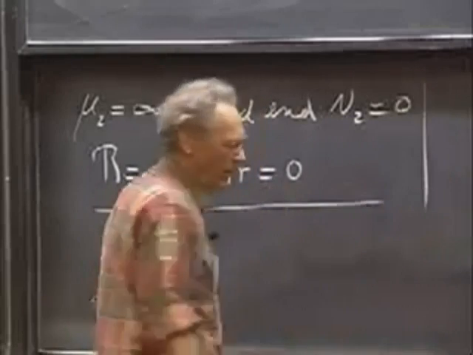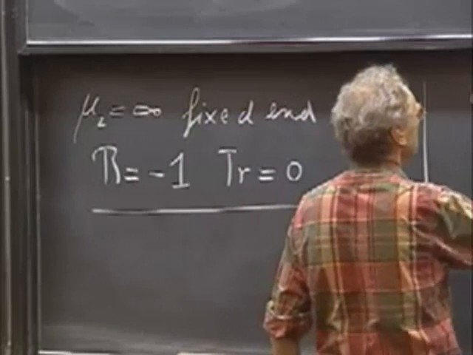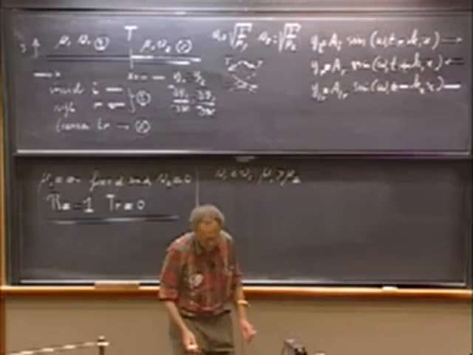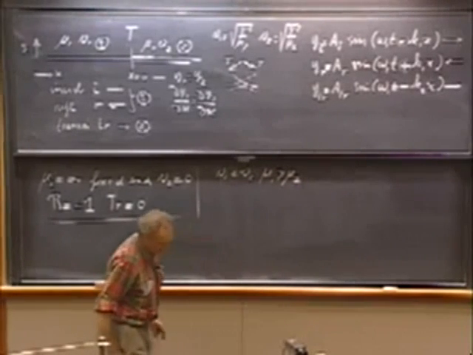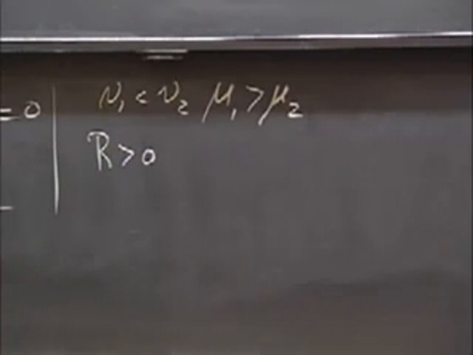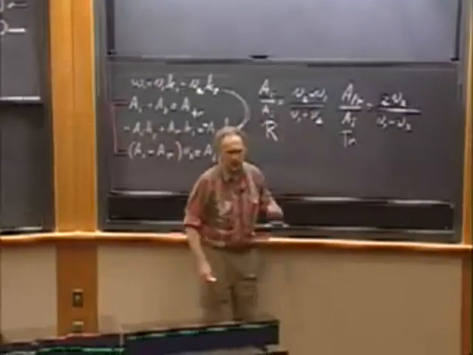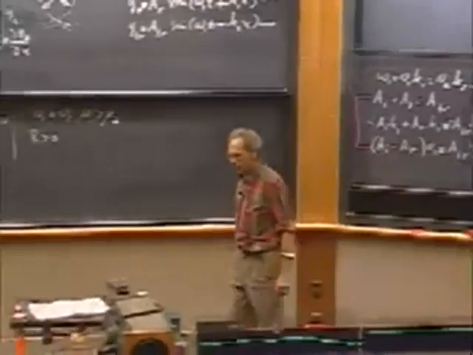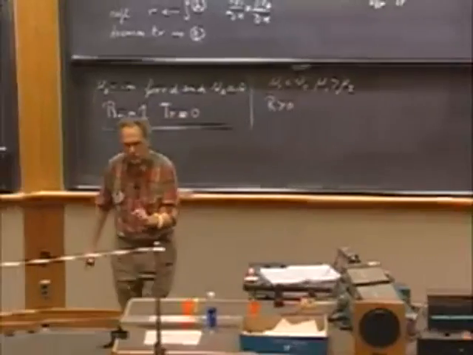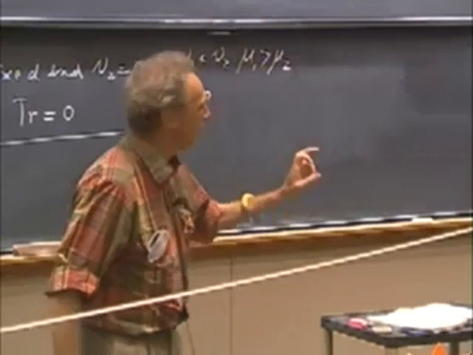Take now an example that V1 is smaller than V2. In other words, mu1 is larger than mu2. When we have a case like that, notice that R is always larger than 0. If V1 is smaller than V2, this is a speed now, this is always larger than 0. What that means is that a mountain comes back as a mountain. Now the amplitude of the mountain will be changed, but it comes back as a mountain, because that's the plus sign.